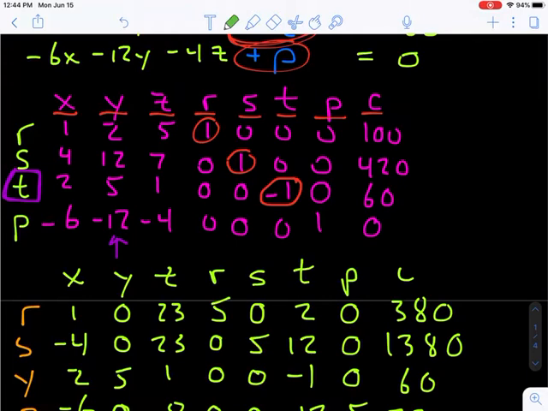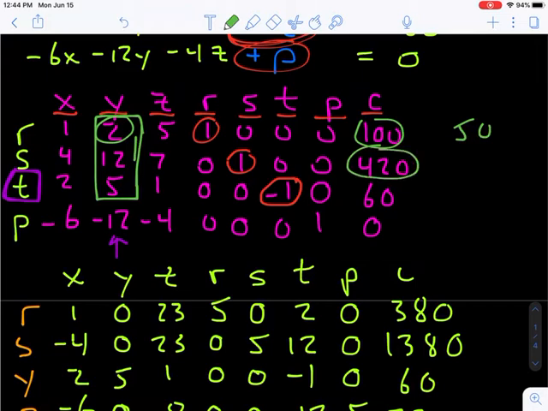So in this column, we're looking at 100 divided by 2 is 50. We're looking at 420 divided by 12. And then we're looking at 60 divided by 5. And I'm not sure what 420 divided by 12 is, but it's going to be larger than 60 divided by 5, which is 12. So that means that the 5 is our pivot.